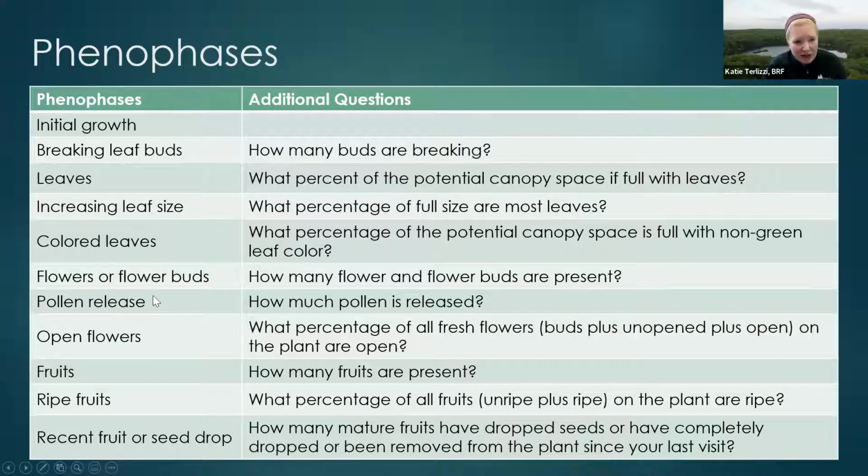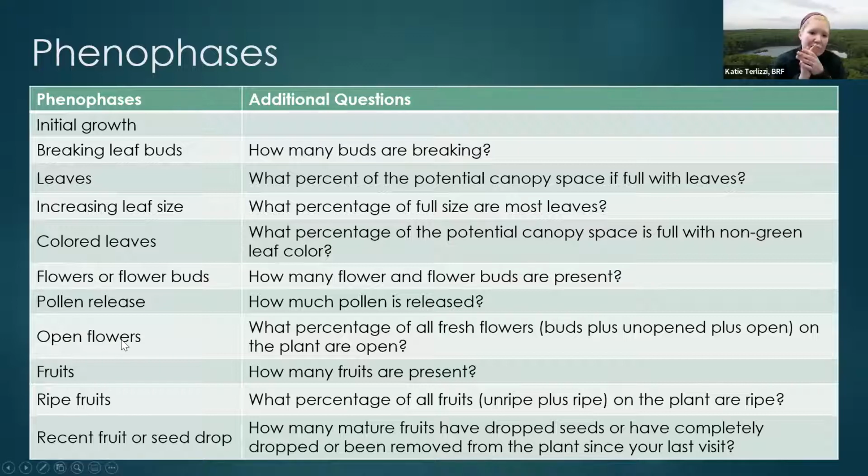So we get leaves in the spring, then eventually we'll get colored leaves in the fall. All of these things flower at slightly different times. We'll talk about that as we go through each individual phenophase. Pollen release can be another difficult one to see, especially to get a picture of. You're really supposed to shake the flower and see if it releases pollen.